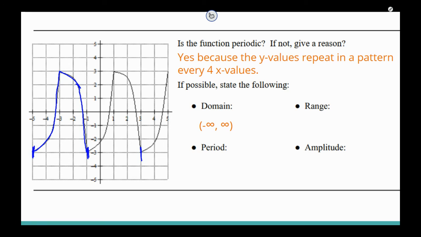Okay, so let's remember that range talks about y values from your least to greatest, or bottom to top, right? So what's my least, my smallest y value? -3 up to +3. And those are included because it actually touches those points.